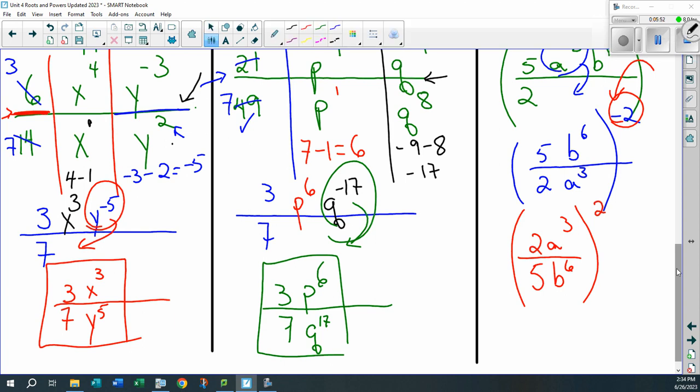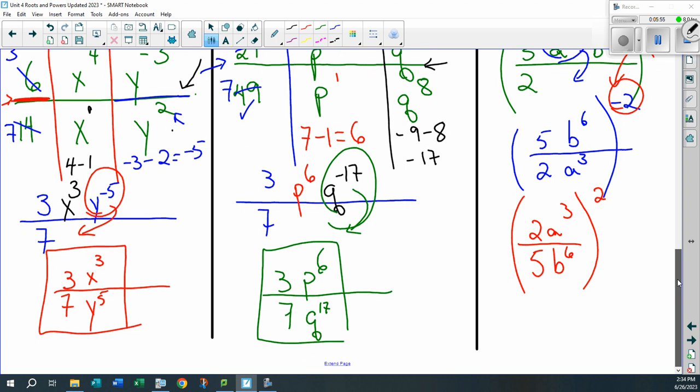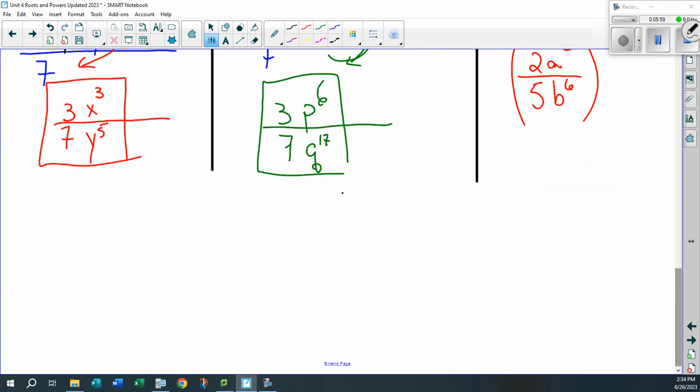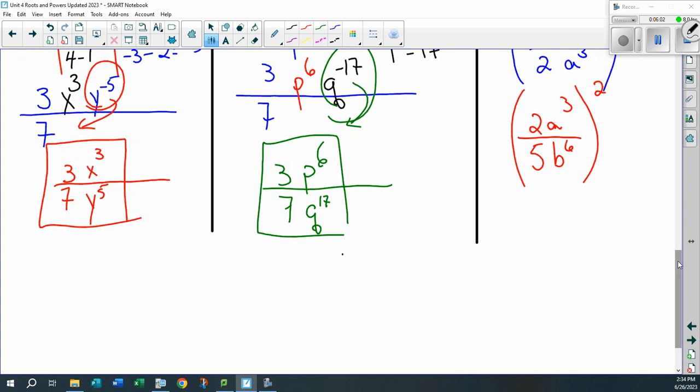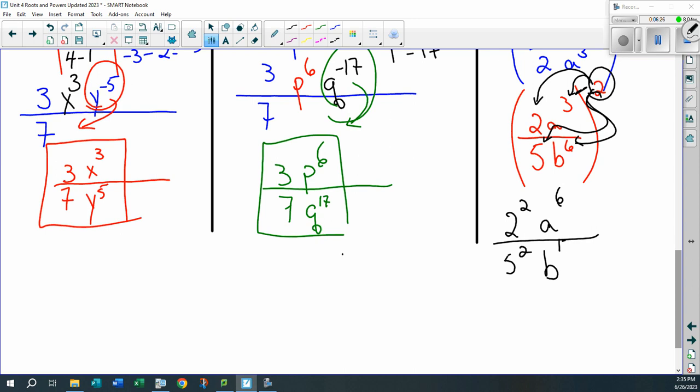Okay, so now what? Well, upstairs, downstairs, mailman, baby. That's what this is all about. Let me get some more room here, and let's play. Upstairs, distribute the exponent to there, distribute it to there. So you get 2 squared, a to the, well, you're going across a bracket, so that's 3 times 2, a to the 6, over, now downstairs, 5 to the 2, and again, b to the 6 times 2, which is b to the 12.